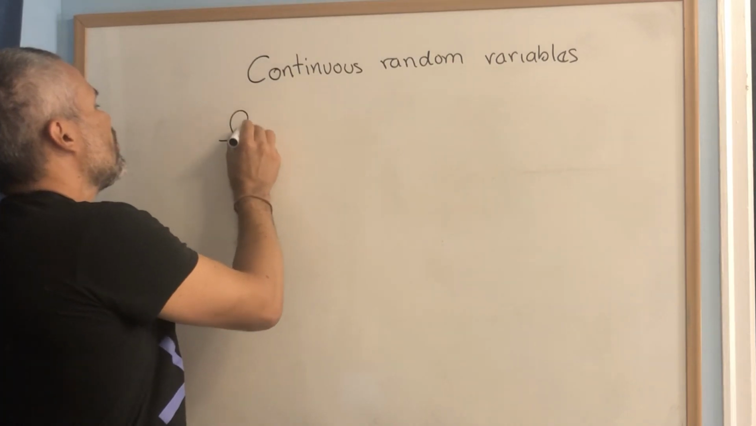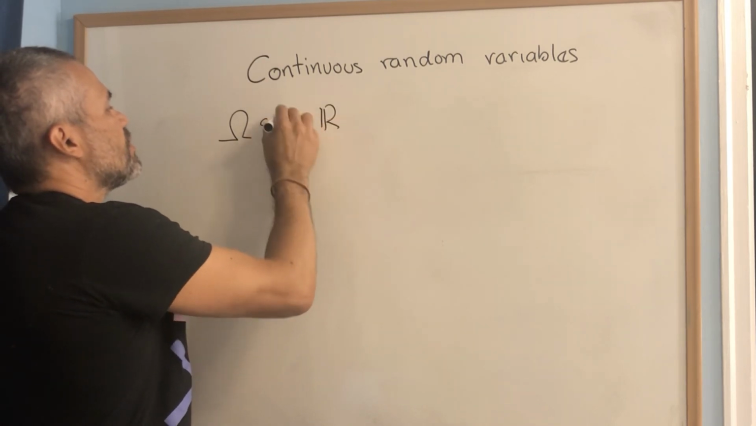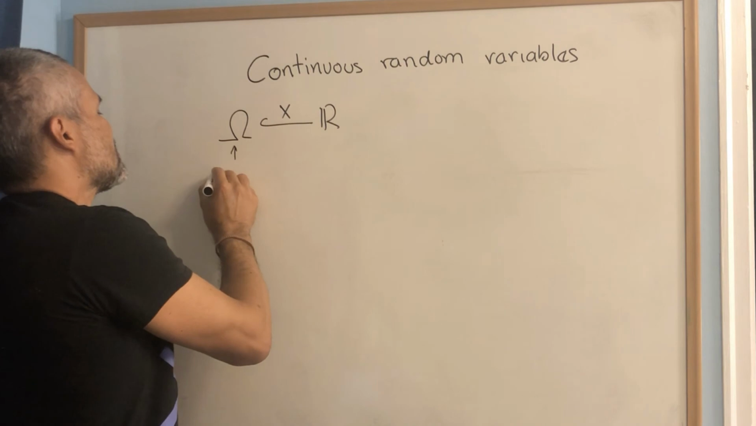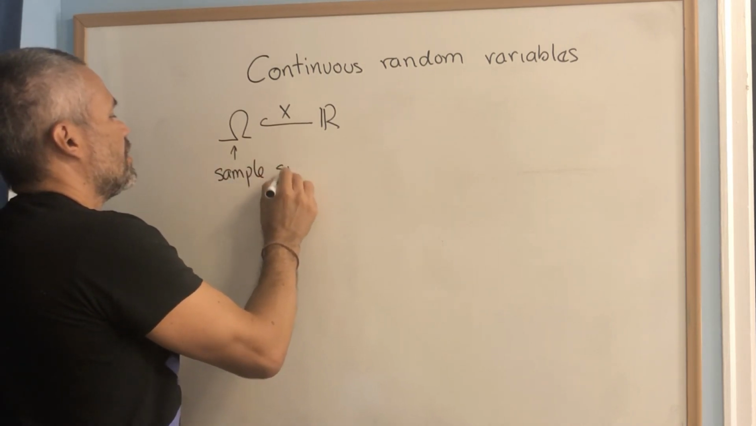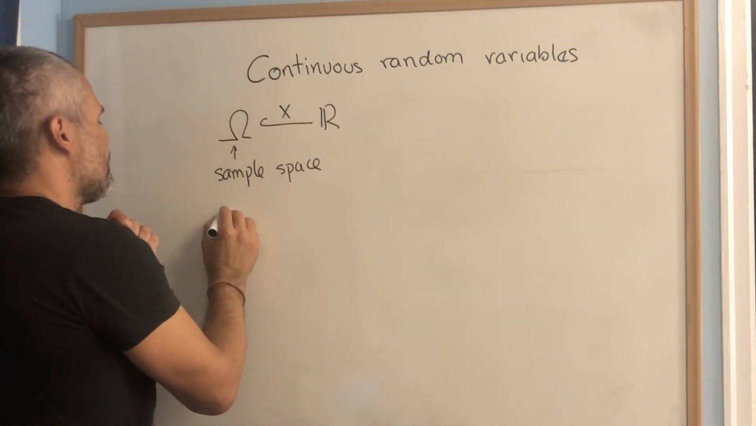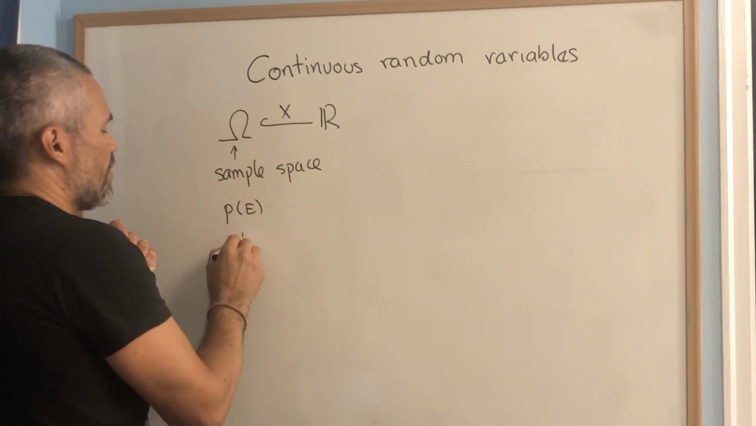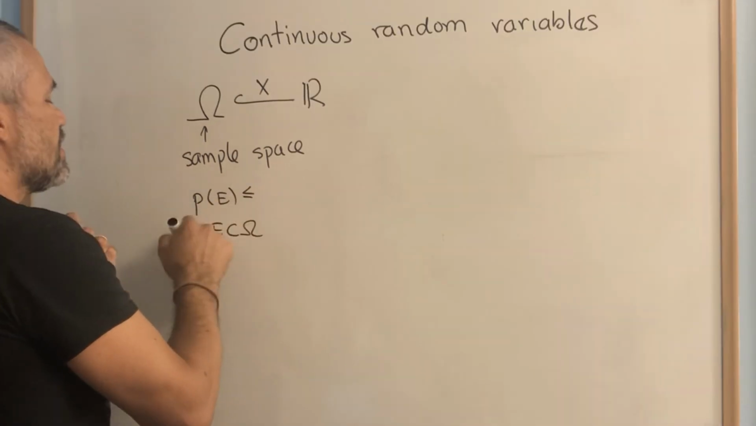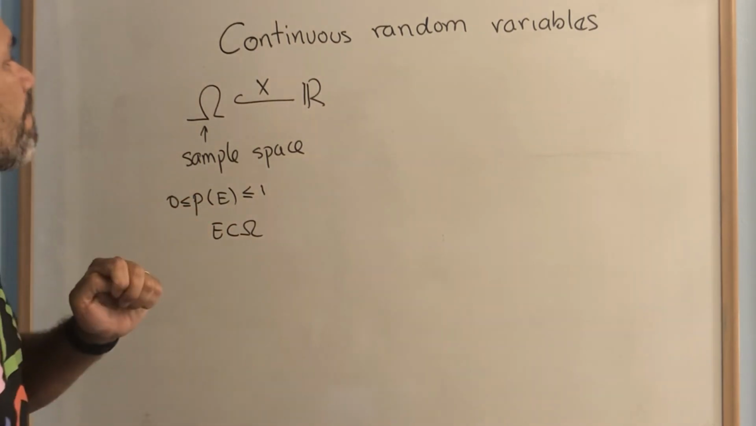A random variable is a function from a sample space into the real numbers. This is a sample space. And here in this sample space, we have defined a probability. That means that it makes sense to talk about the probability of an event. And this number is a number between 0 and 1.